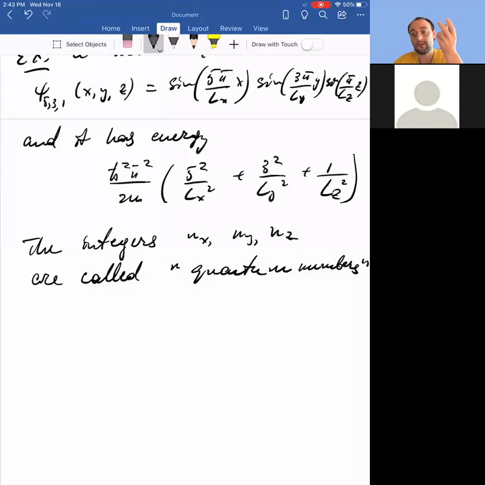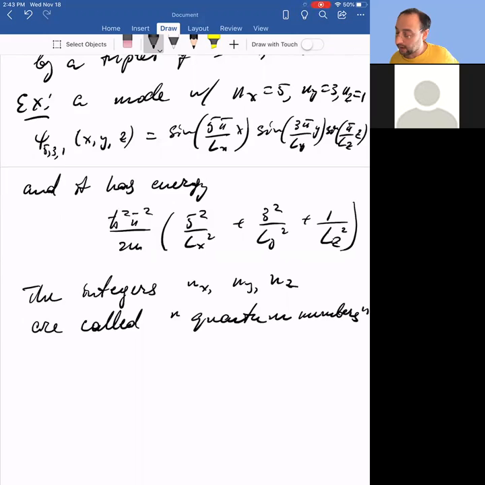In general, if you have a modal solution, it's characterized by a set of quantum numbers. If you specify all the quantum numbers, you specify the solution. Like what I did here, I said, give me a solution with quantum numbers nx equals 5 and ny equals 3 and nz equals 1. When I specified those quantum numbers, I specified a particular mode, a particular solution that has a particular value of energy.